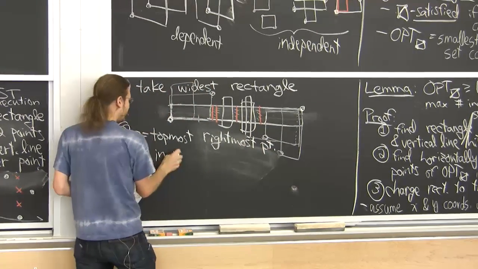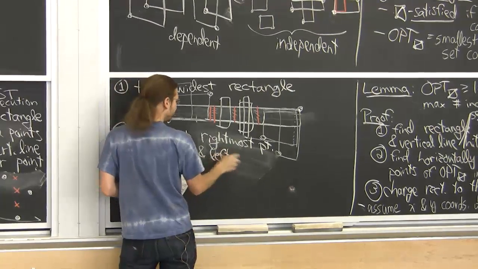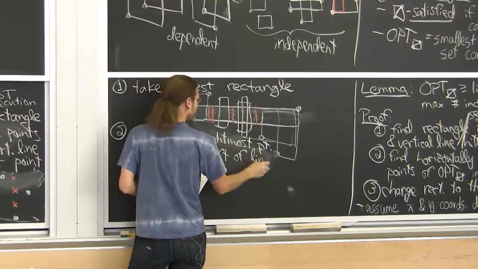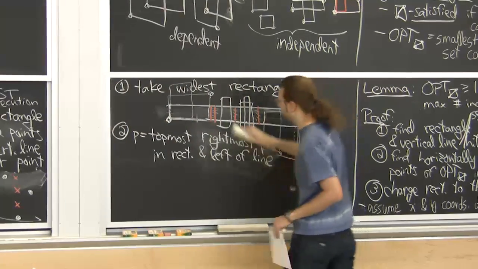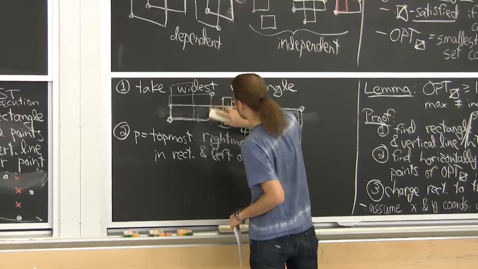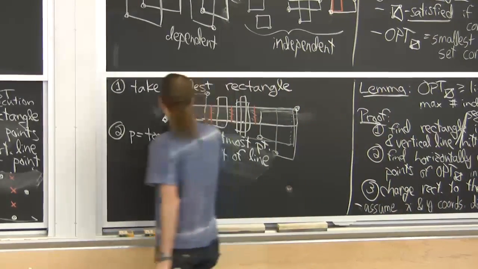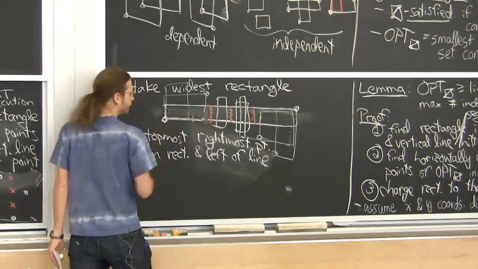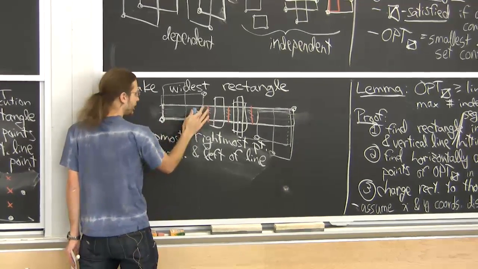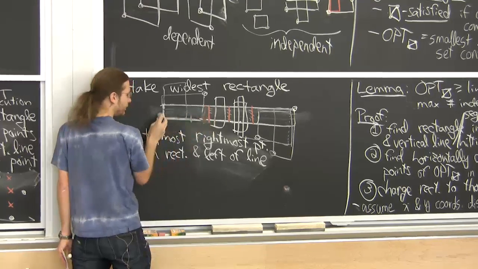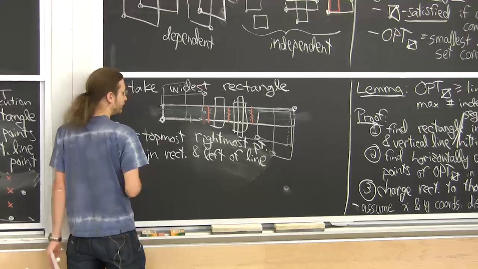That is both in the rectangle and left of the line. So this is going to be, let me erase this one, make a little bit more room. So I'm looking at all of this region to the left of the line in the rectangle. I want to take the rightmost and then topmost point, something like this.